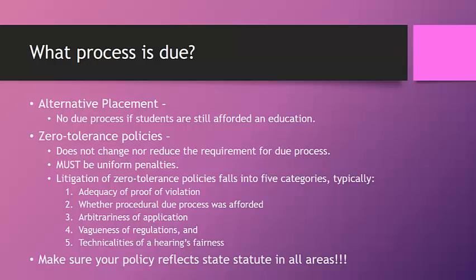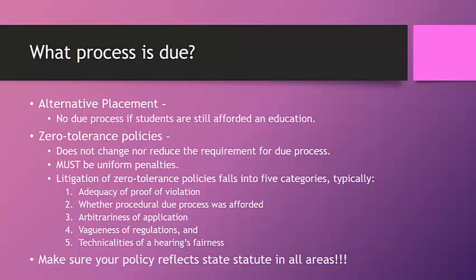So when they say disruption of the school process, that's pretty vague. They have to be more specific than that. And then technicalities of a hearing's fairness, that falls under due process as well. So these are the reasons that we typically see zero tolerance policies fall into the court.